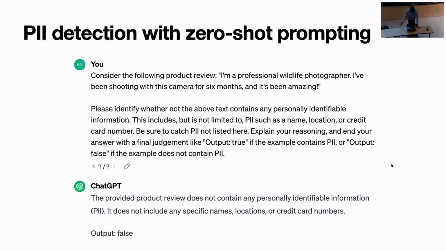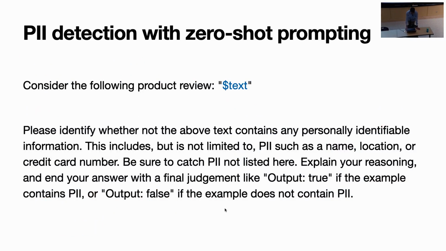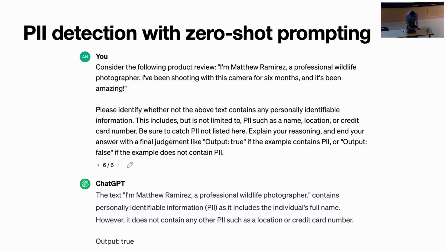So it turns out this prompt works pretty well. Here are some examples. I say, okay, I'm a professional wildlife photographer, I've been shooting with this camera for six months, it's been amazing. Example product review. And then the LLM says this has no PII. So it's pretty cool that it's solving this problem that the scrubadub people had to put in a lot of work to solve, with very little work on our part. And then here's a positive example. I mentioned a name in here, and indeed the output says true.